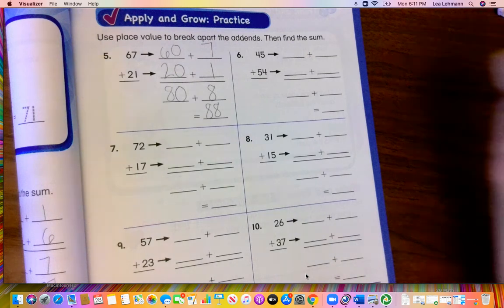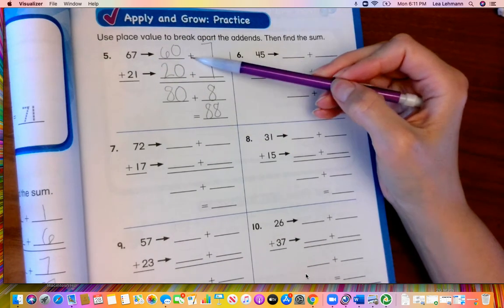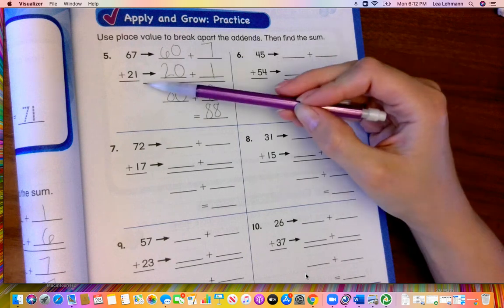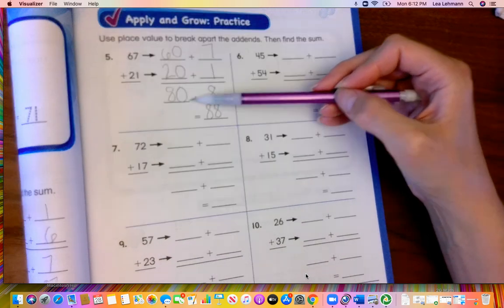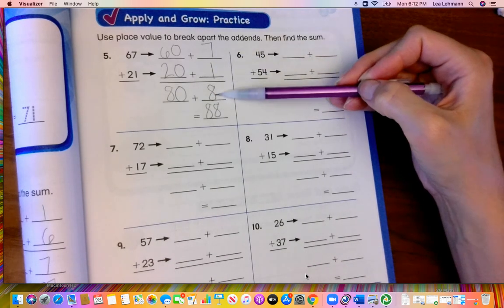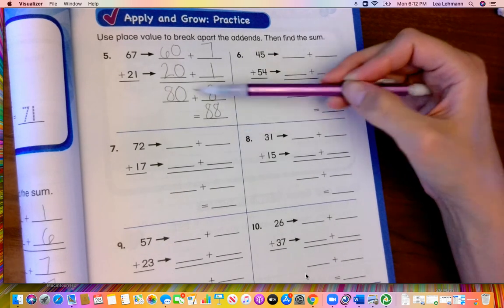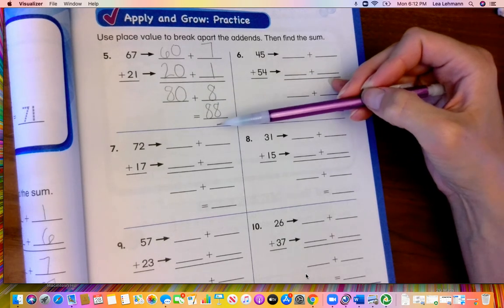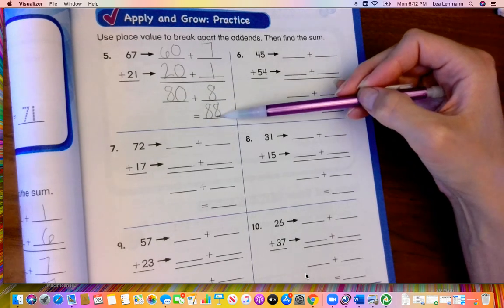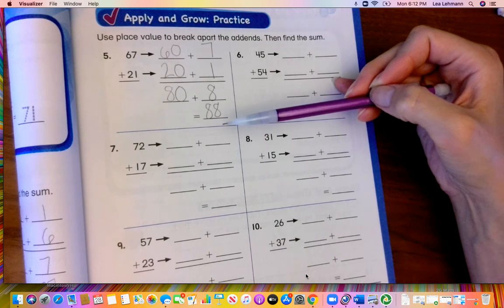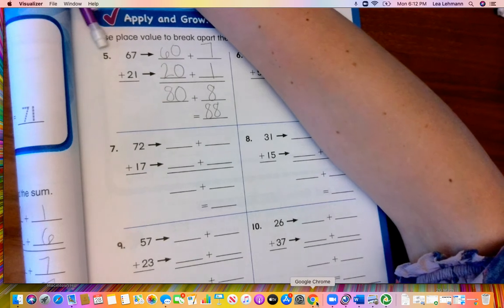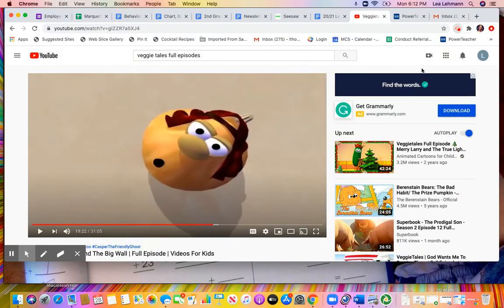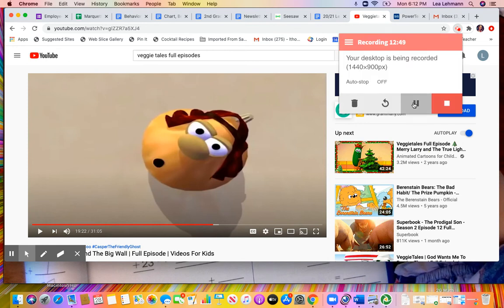Okay, so here's what you should have gotten for number 5. 60 plus 7. And this one is 20 plus 1. And you added these for 80 plus those 8. So when you add 80 plus 8, it equals 88. Okay? I'm going to have you pause the video, and I want you to do 6, 7, 8, 9, 10 by yourself. Then I'm going to show you what you should have for your answers. Okay, go ahead and pause.